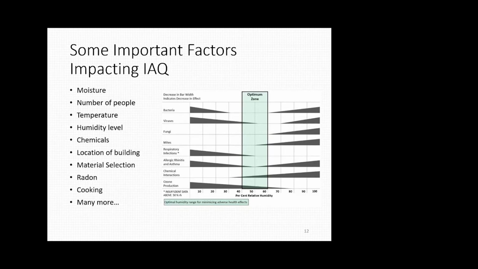And then, temperature, we talked about temperature. Certain ranges promote growth of mold and other unwanted stuff. Obviously, you don't want to be cold, but when it's warm and humid, you get weird stuff growing that you don't want to be growing. Humidity, we talked about humidity. Temperature and humidity are very closely related. Remember that.